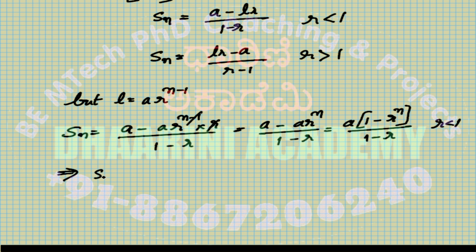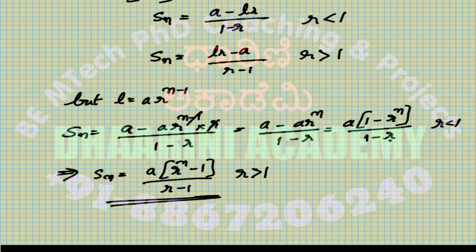This also implies Sn is equal to A into R to the n minus 1 by R minus 1 for R greater than 1. Only the equation's pattern will change, that's all. So we can use these equations as well to find the sum.